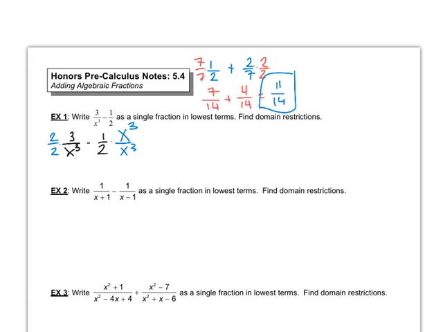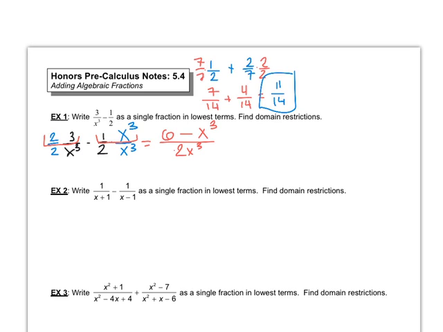So what does this result in? This results in a single fraction. My denominator is now 2x cubed, and my numerator is 6 minus x cubed. So 6 minus x cubed over 2x cubed. Can I simplify this at all? No, I cannot. So this, actually, I'm going to stop right there.